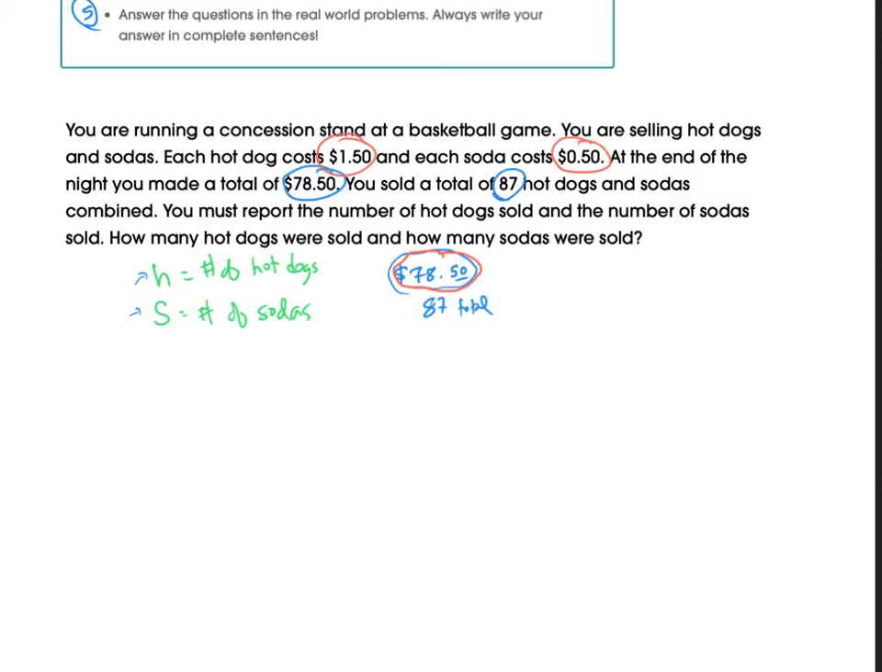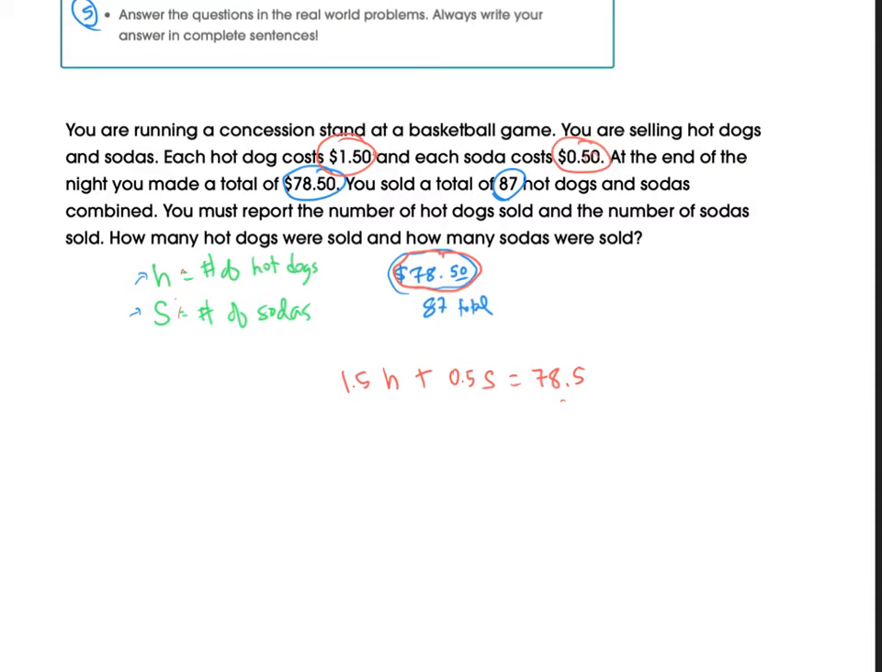So essentially, every hot dog, and we have H hot dogs, is going to cost $1.50. So 1.50, or just 1.5 times H. Every soda, and we have S sodas, is going to cost 50 cents, or 0.5. And then if I want the total amount of money, I take the money from the hot dogs, the money from the sodas, add them together, and that would give me the $78.50. So you're looking for an overall number, and if it doesn't match the units of your variable, you look for something to convert it.